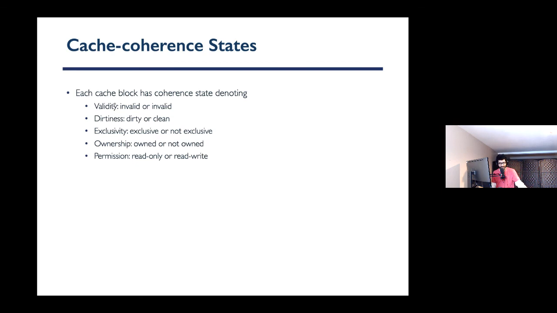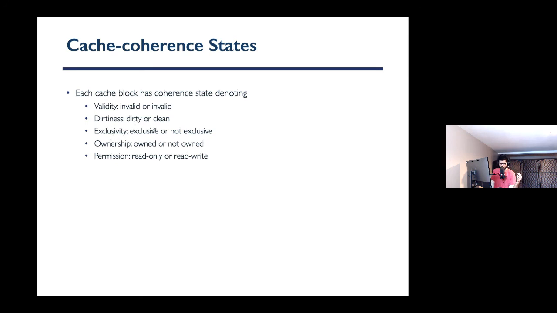It's either valid or invalid, so that's the validity. If this CPU has a valid state for this memory location, it means this is a valid access. It could be dirty or clean. We'll see exactly what this means. If the state for this CPU for this address is dirty, it means that this CPU has written to this address. If it is clean, it means that it hasn't written to that address.